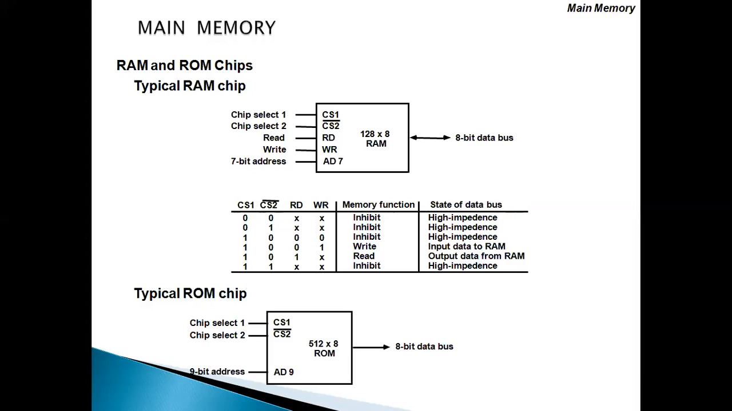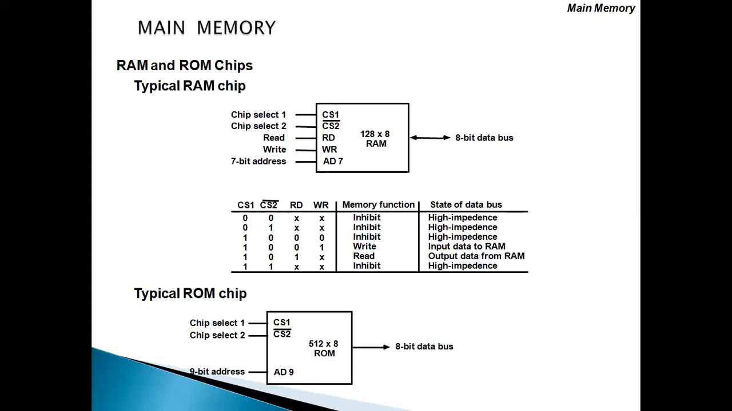Did you notice anything in this table? Memory function and state of data bus? Just see, one logic is there in that table. Any answers? See carefully, memory function and state of data bus. What is there in that? One unique thing is there.